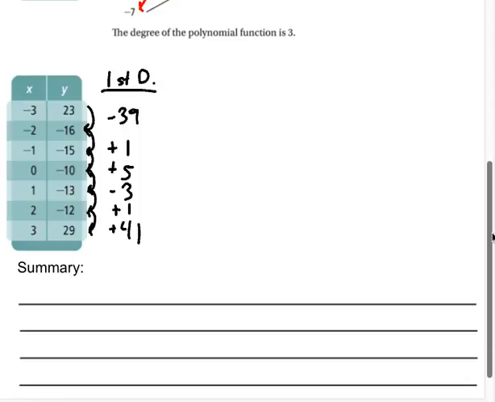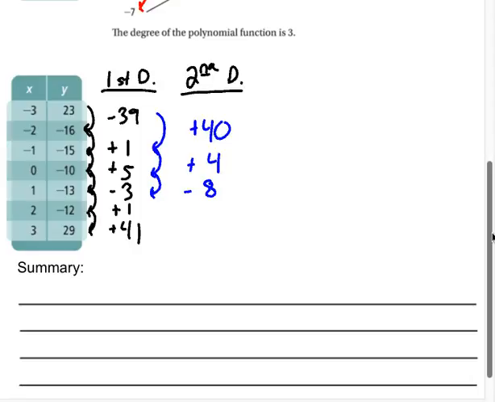Now notice these aren't consistent, okay, these aren't all the same. So the first difference didn't work. So now let's move on to the second difference. So second difference, same thing. So going from negative 39 up to positive 1, that would be going up by 40. Going from 1 up to 5 would be adding 4. From 5 down to negative 3, you would have to subtract 8 to do that.